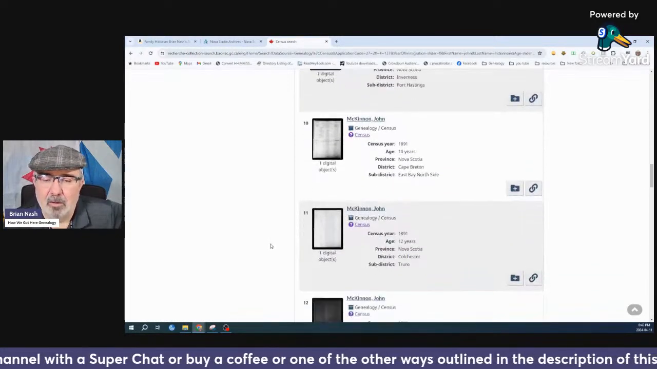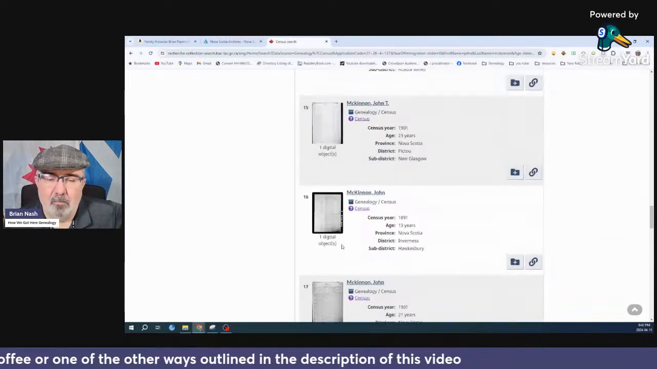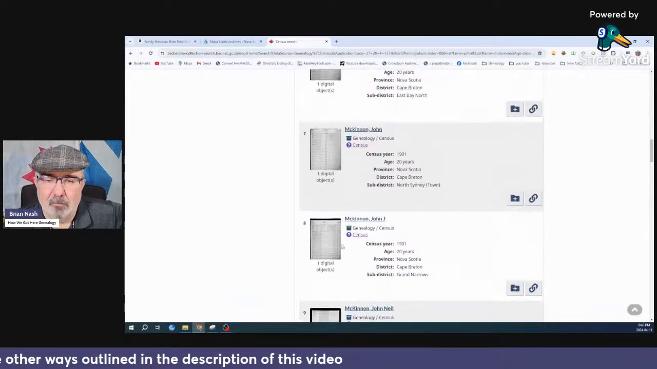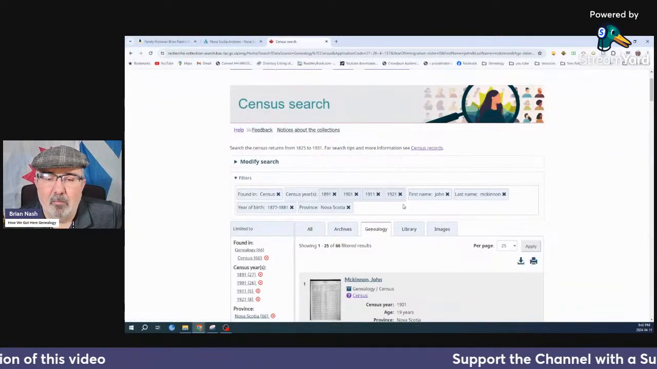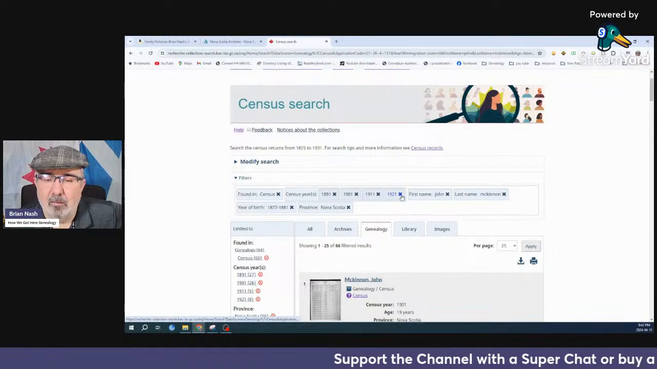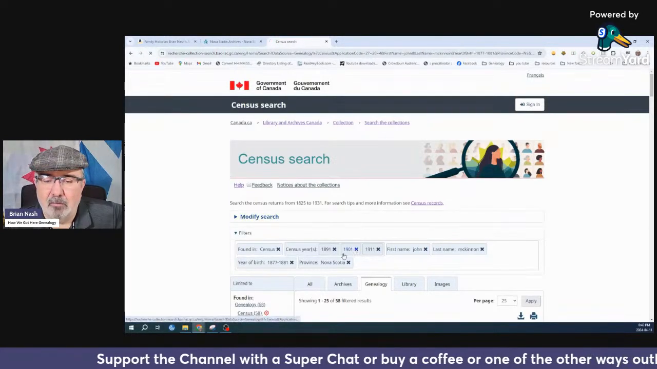So we found them in 1921. I'm going to modify this. We'll start back, and we found them in Inverness. We already found them in 1921, so let's look for them in 1911.